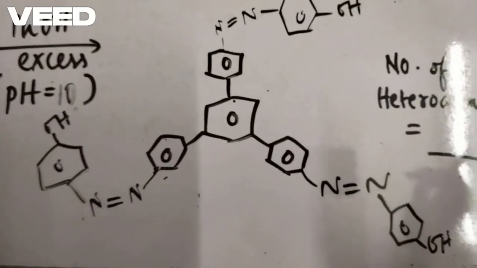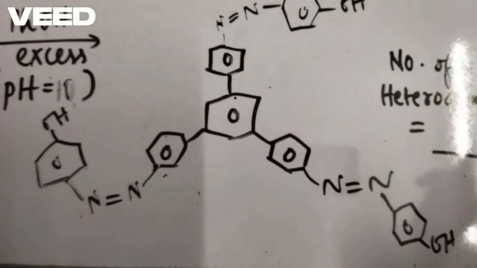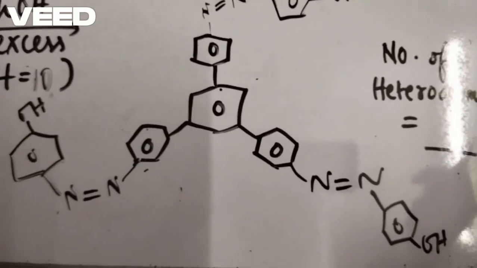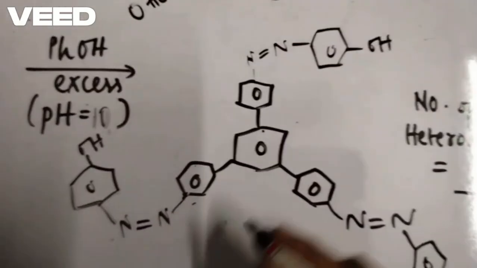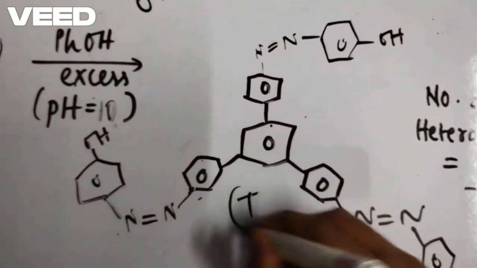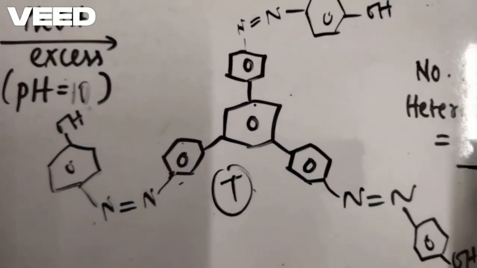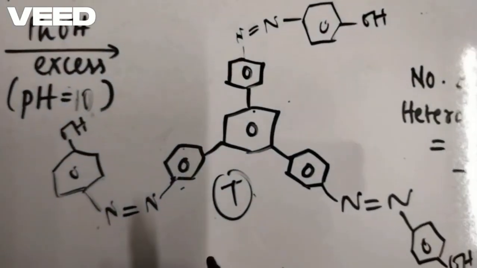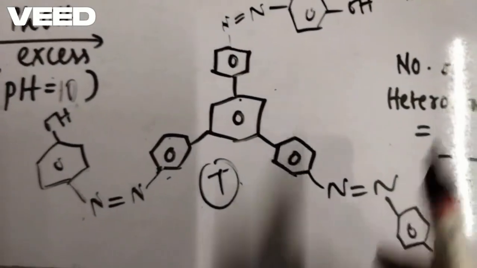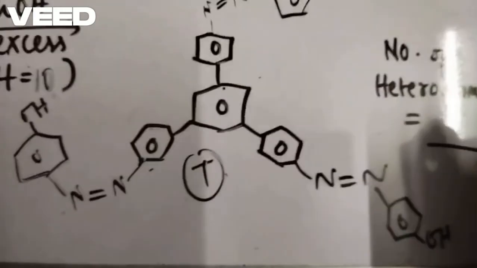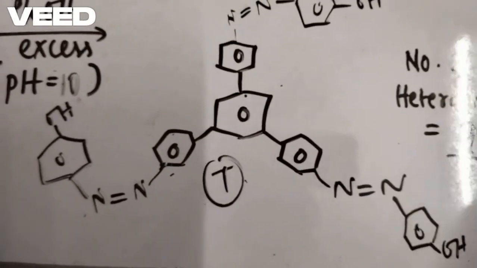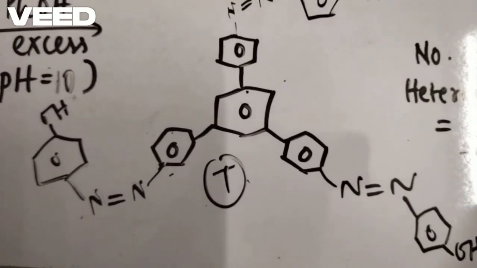So we have the structure as here, and the question in the last part asks the number of heteroatoms present in this final molecule, namely T, and as we can see, there are a total of 6 nitrogens and 3 oxygen atoms in the entire molecule, and hence the answer should be 9. So this is the solution.